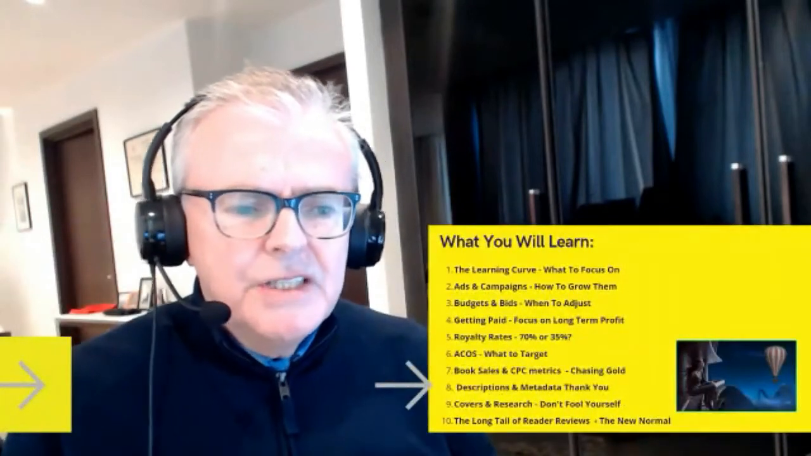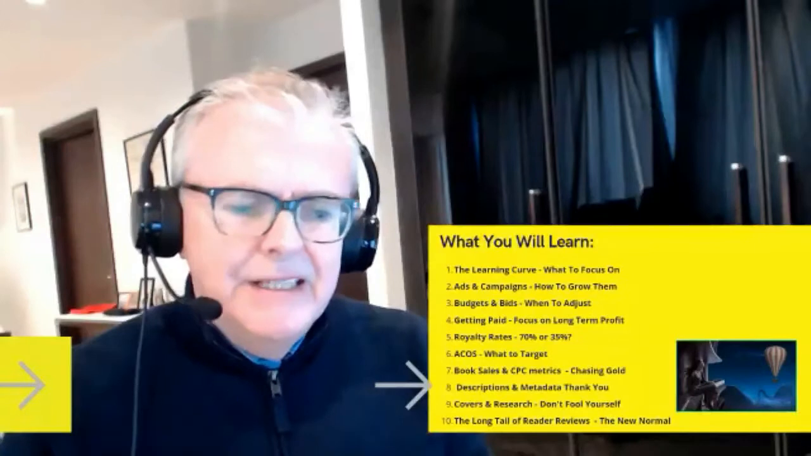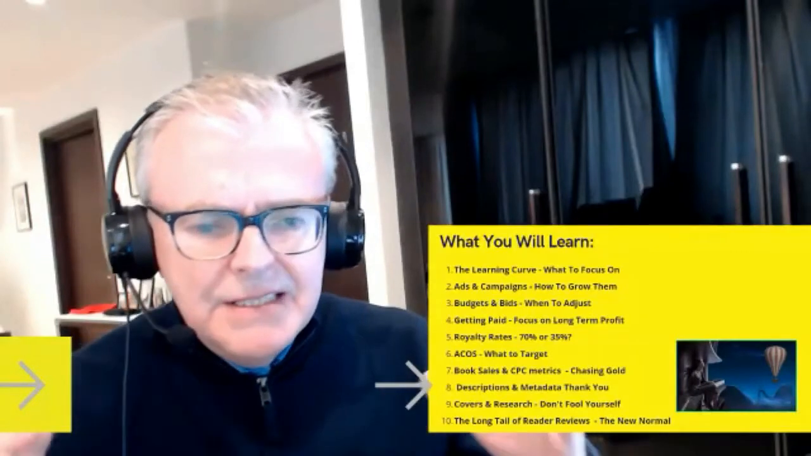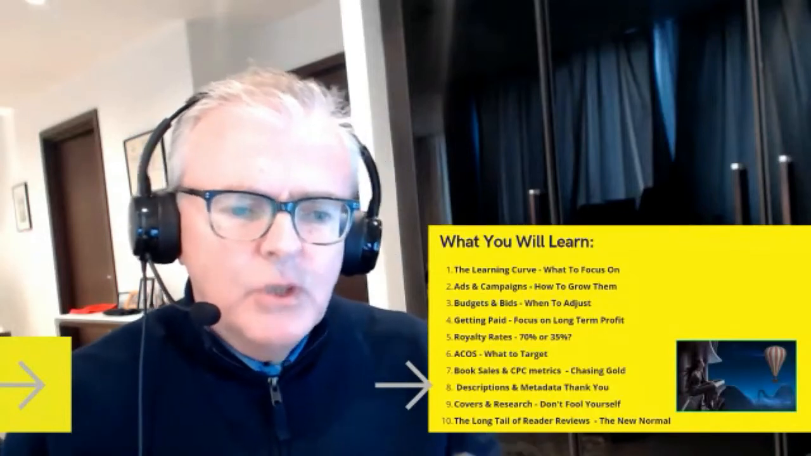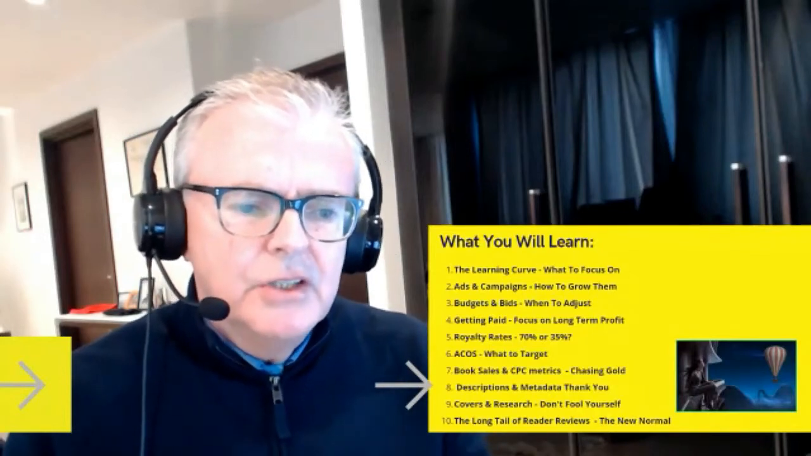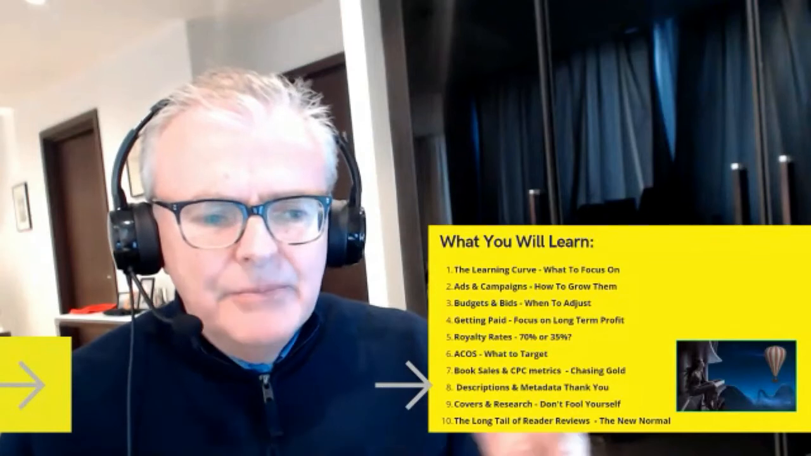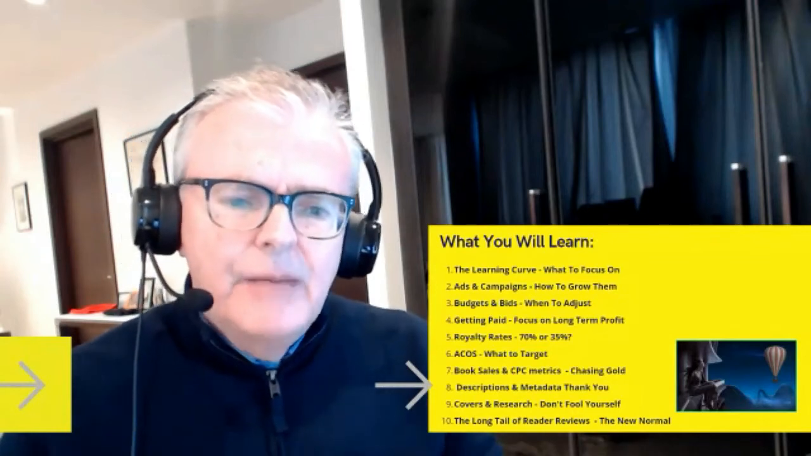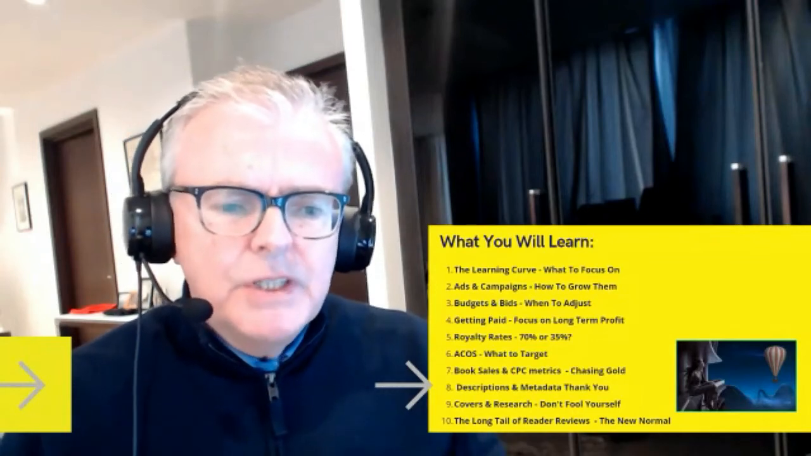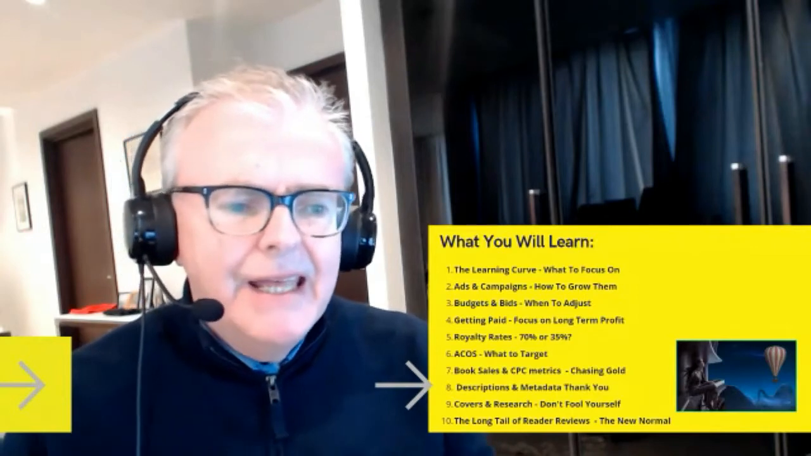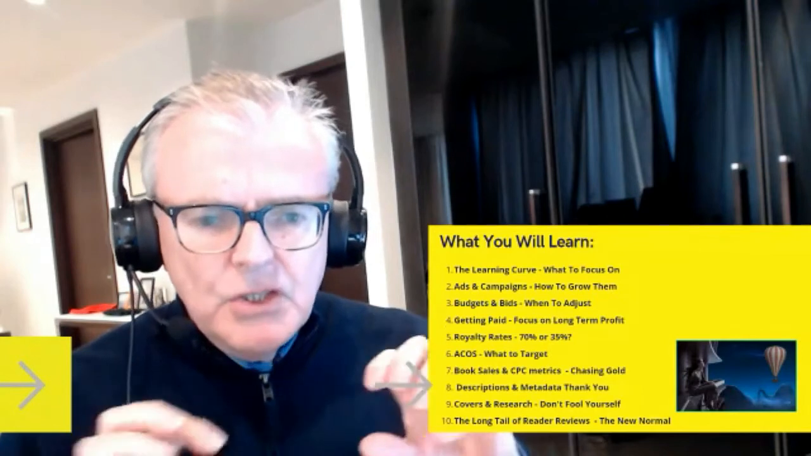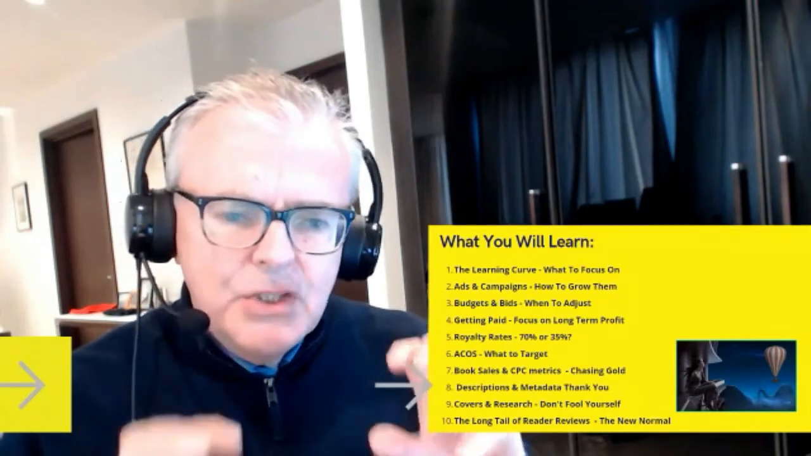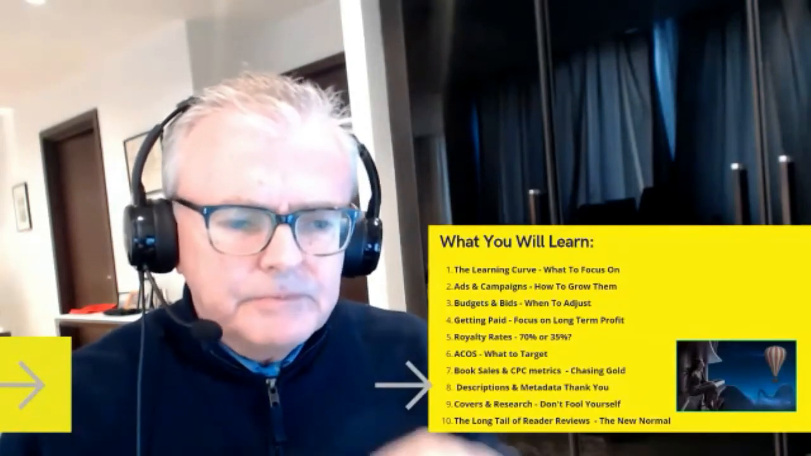So what you're going to learn today: 10 things. The learning curve. There is a learning curve to Amazon, and I'll give you ideas of what to focus on as you're going through that learning curve. About ads and campaigns and how to grow them. About budgets and bids. What is a budget and what is a bid, and when to adjust them, because it's all about adjusting things, not just starting things, but going in and adjusting them and changing them.